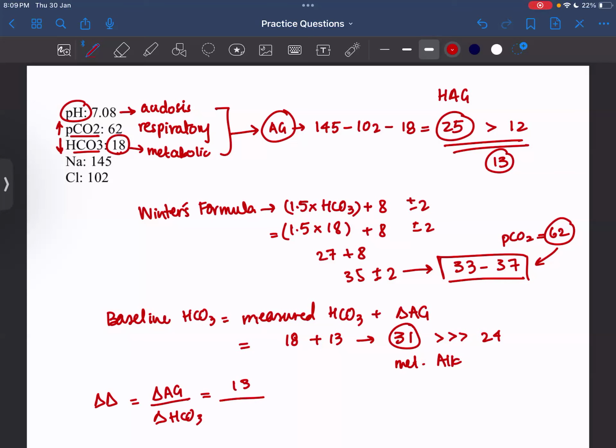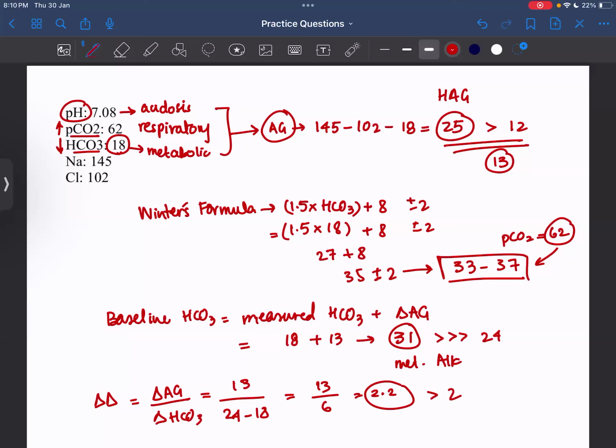This is going to be 24 minus 18, which is 6. Right? Yeah, it has to be 6. Okay. 13 divided by 6 is going to be 2.2. And every time the delta is more than 2, it shows us that there are two different concomitant disorders going on, right?